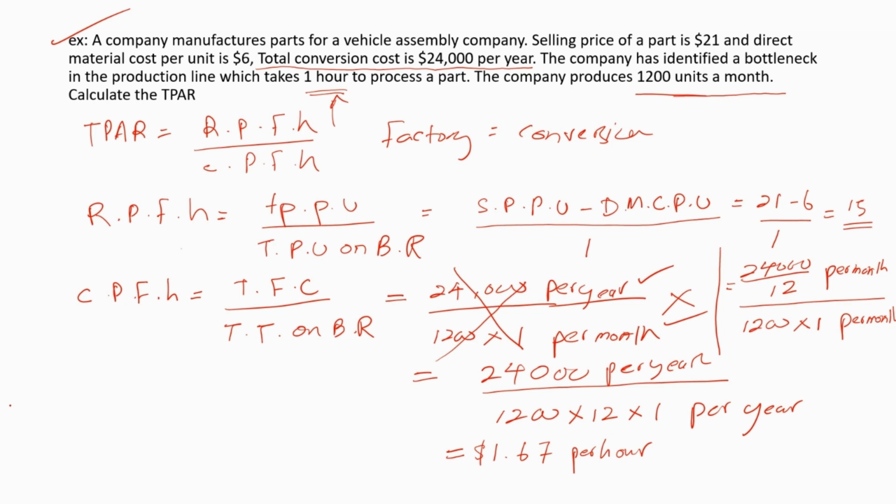Now we can calculate the throughput accounting ratio, which is equal to return per factory hour, which is $15 per hour, divided by cost per factory hour, which is $1.67 per hour. So the final answer is 8.98. This is the ratio. This ratio does not have any units.